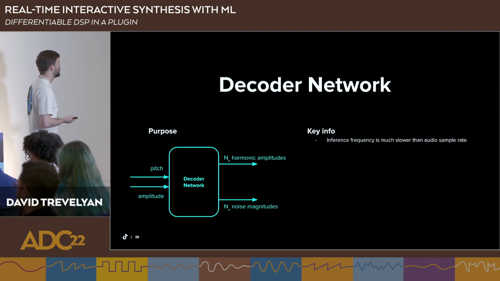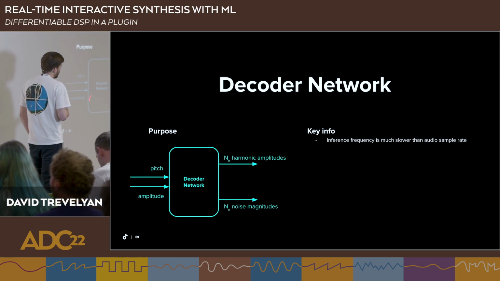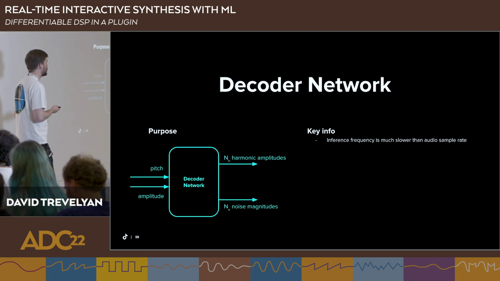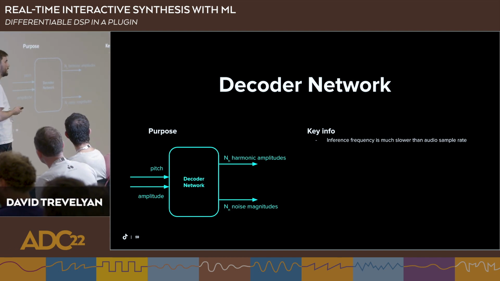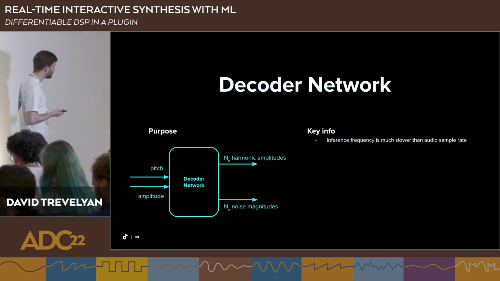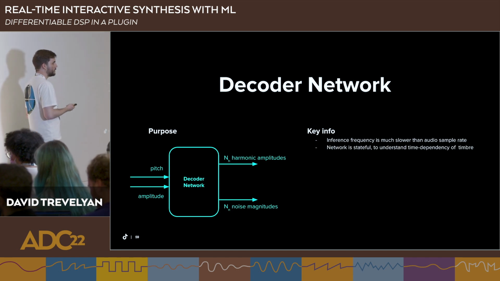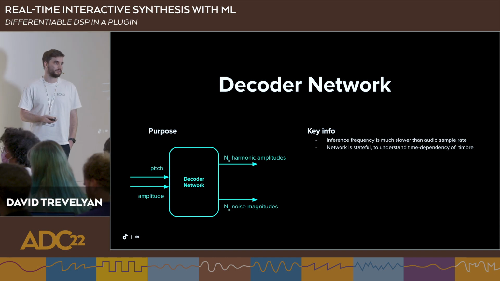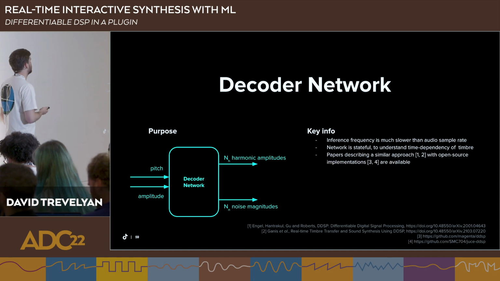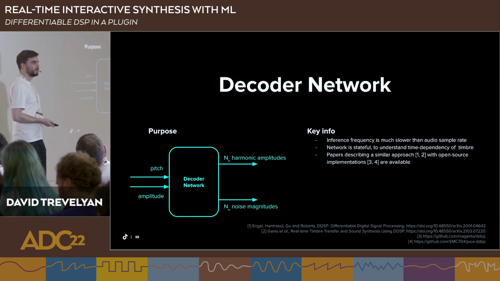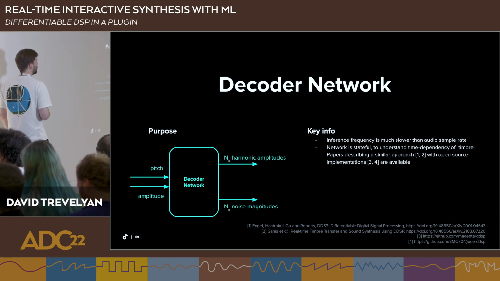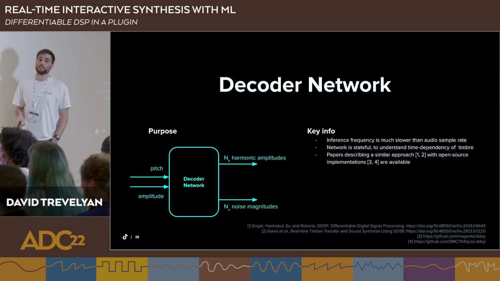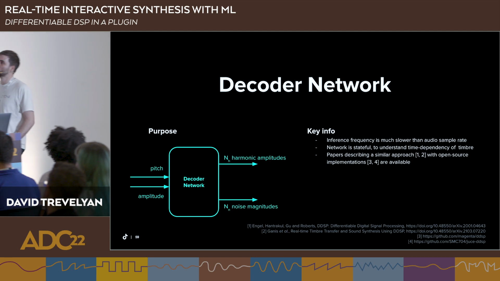But the key info about this is there's a fair amount of information to predict here. And so we need to run inference frequency much slower than at audio sample rate. The network is stateful, and that's how it understands the time dependency of timbre. There are open source papers that use a very similar model, and there are open source implementations available as well, so do check those out if you want to learn more.